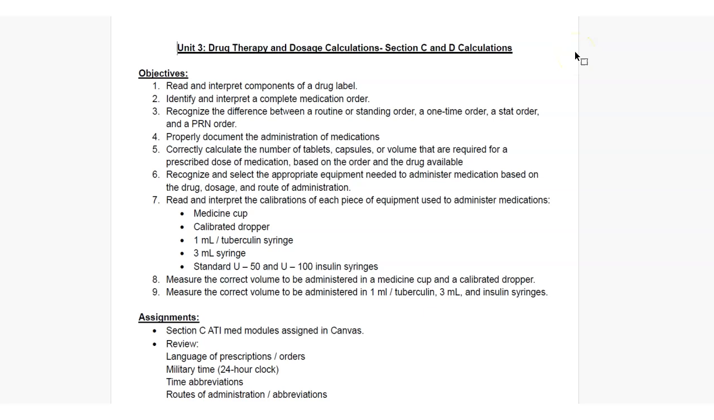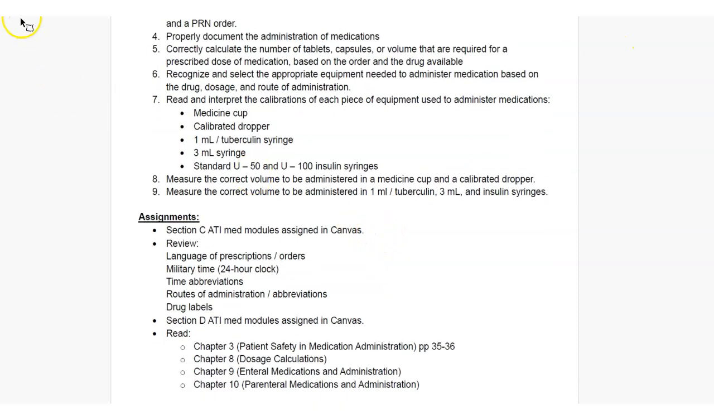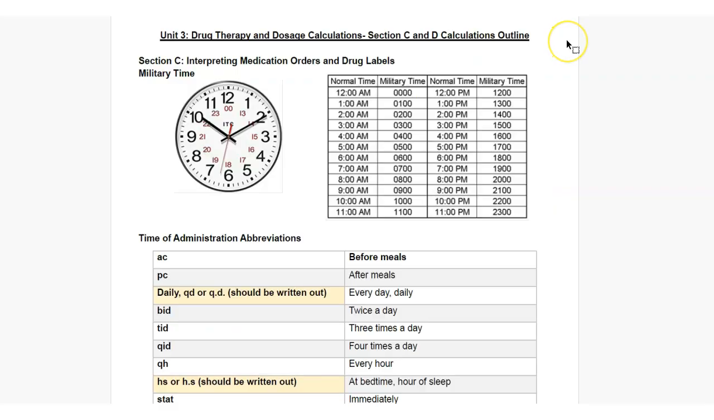Unit 3, Drug Therapy and Dosage Calculations, Section C and D Calculations. Here are your objectives, and these are your reading assignments. In Section C, we're going to be learning how to interpret medication orders and drug labels. In order to do so, we have to figure out our abbreviations, and also it is very important to know military time. Please remember how to change your regular times to military time.